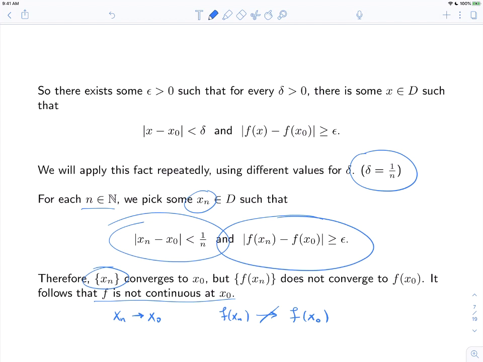That's what we wanted to show. We wanted to show that our original hypothesis was false. That's what it means to show the contrapositive.